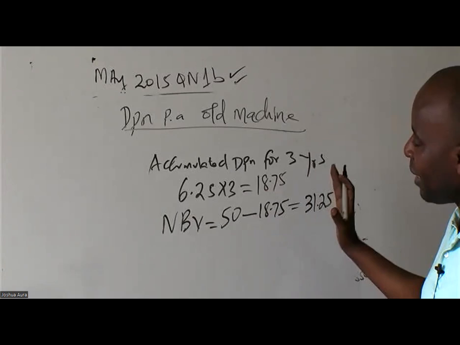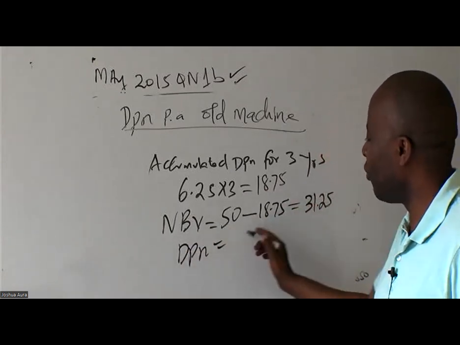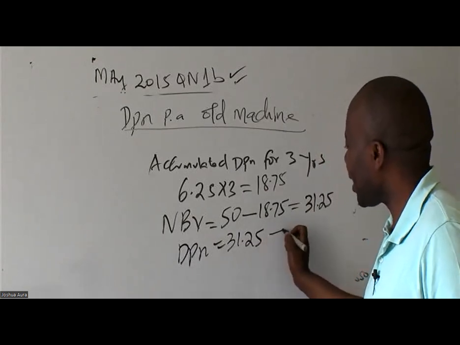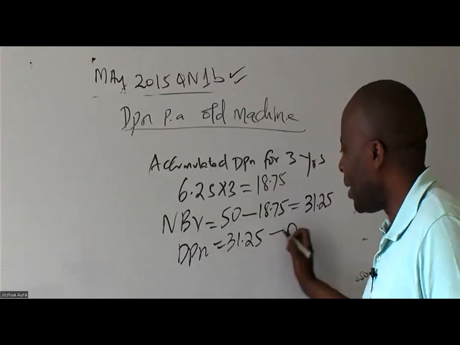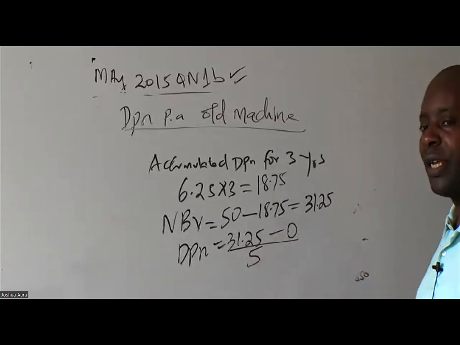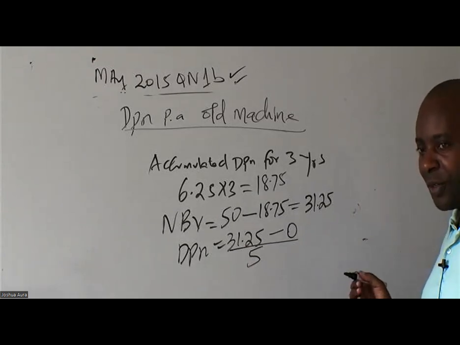If you use this approach, the depreciation per annum will be this net book value at the end of year 3, right? They will still maintain that the scrap value will be 0. But now the remaining useful life in this case is how many years? Is 5 years. Remaining useful life is 5 years. So that the depreciation per annum will be equal to what?